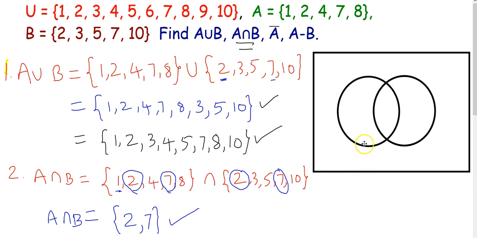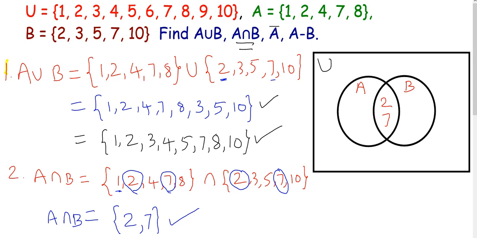Now this whole information you can also represent in the form of a Venn diagram. So let me quickly show you that. This is the universal set you have, which contains all the elements from 1 through 10, and this is set A. We have set A here and the other one is set B. Now we know that in the common area you have only 2, 7. So I'll write 2 and 7 here.